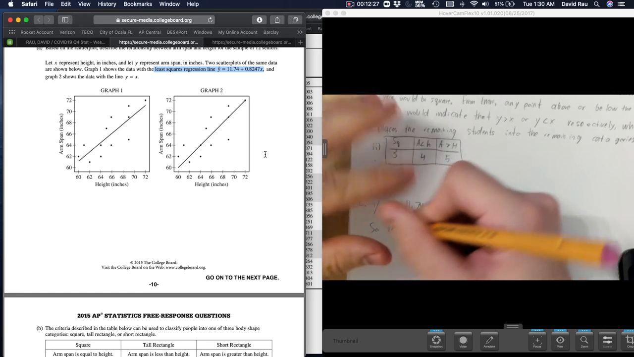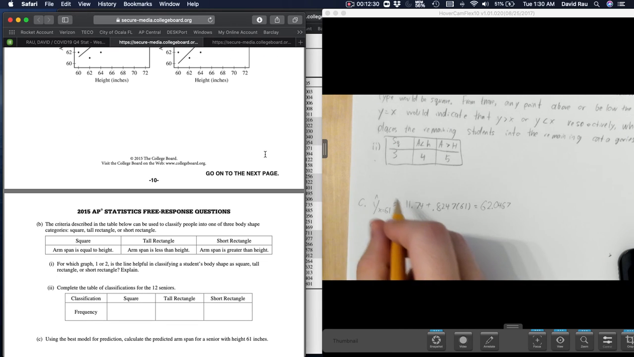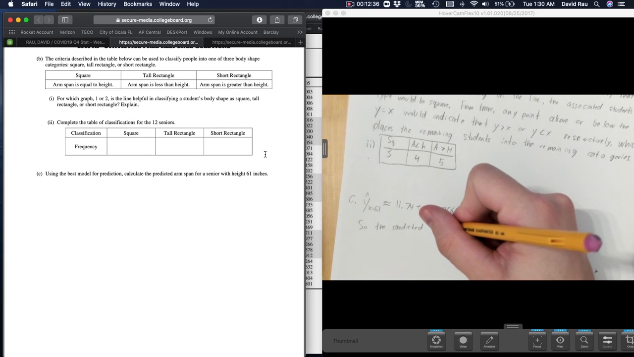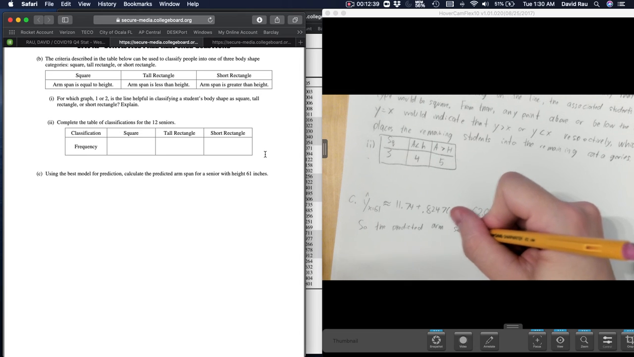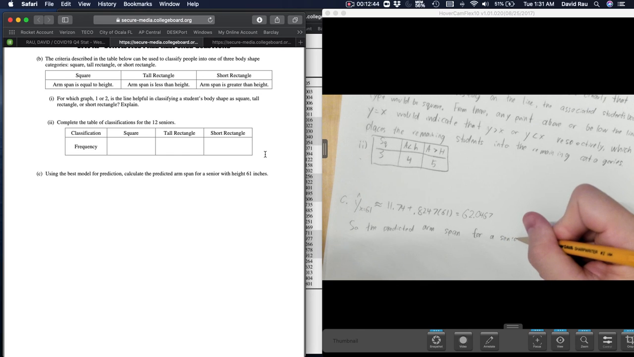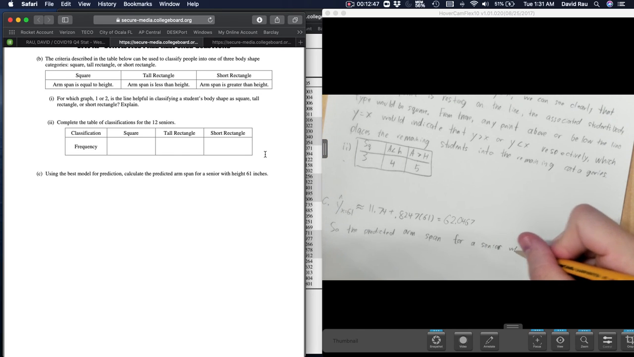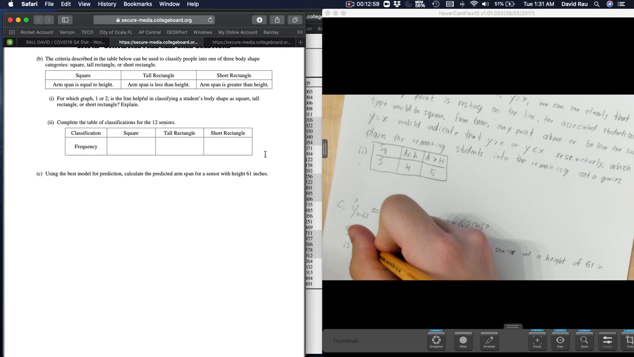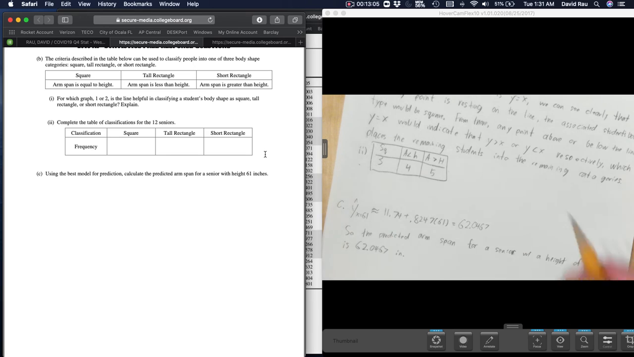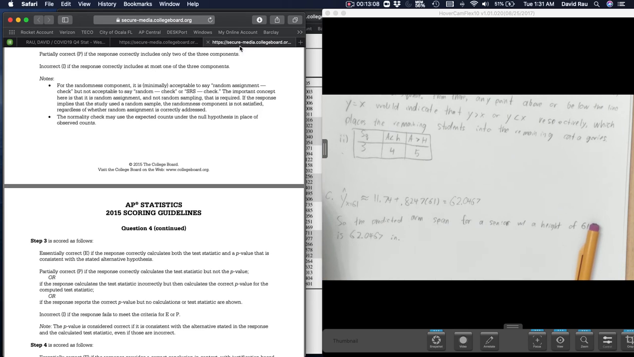Just bring some context into it since I have the time. Bring some finesse just in case there's something left to be desired. So the predicted arm span for a senior with a height of 61 inches is 62.0467 inches. Done. Okay, let's score ourselves.